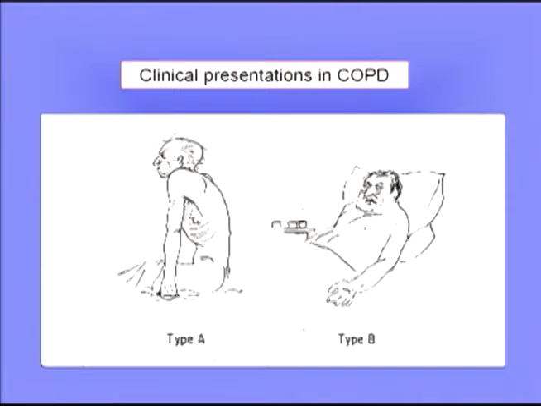He has an increased pulmonary artery pressure, pulmonary hypertension, and evidence of heart failure with the triad of engorged neck veins, palpable liver, and peripheral edema. And this is the type B type of presentation. As I said earlier on, most patients, of course, are a mixture of the two, but it's interesting to look at these two extremes here.